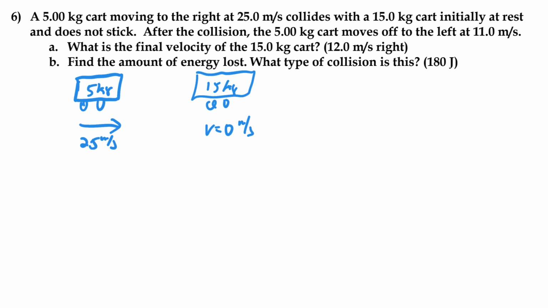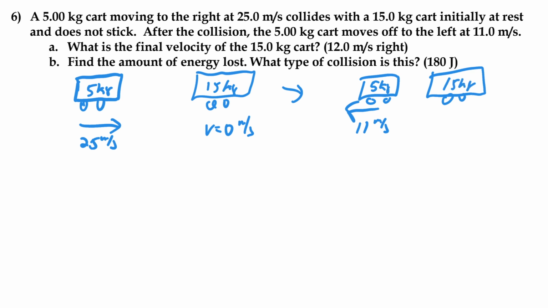Alright, so this question, we have a 5 kilogram car. It's going to collide with a 15 kilogram car. This time, though, they do not stick together. After the collision, the 5 kg car is going to move off to the left with a velocity of 11 meters per second. So hopefully you know conceptually that that means that the 15 kilogram car is going to move off to the right. And the question is, how fast is it moving?